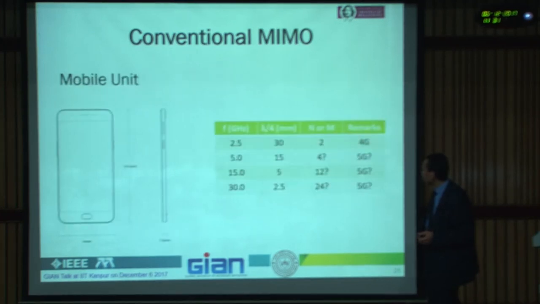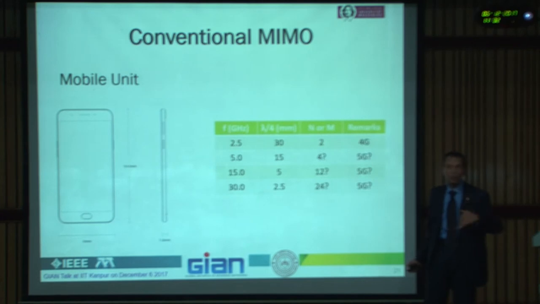Now, one of the challenges of MIMO, as I told you before, is that you need multiple antennas at your station, at your smartphone. If you have a smartphone, it has a length of 15 centimeters times 7 centimeters, something like that. And to have multiple antennas accommodated in this small thing is a challenge.